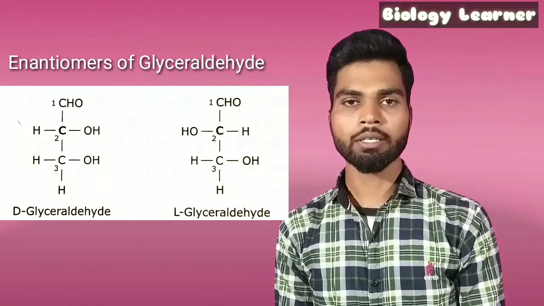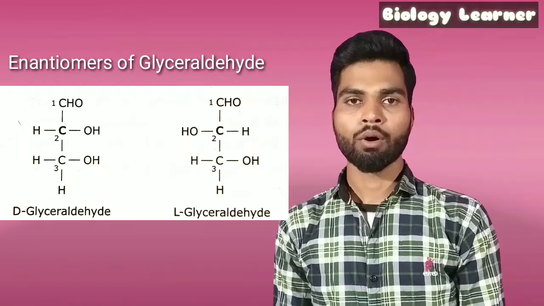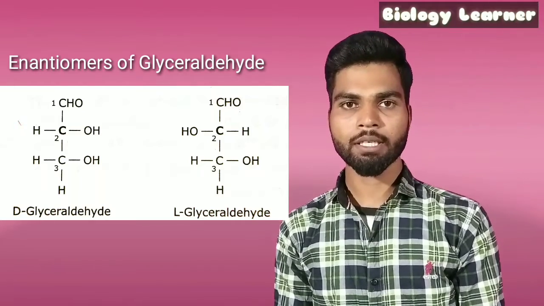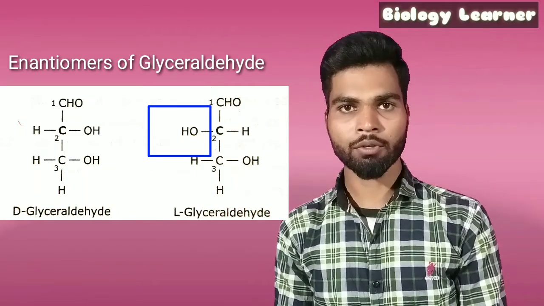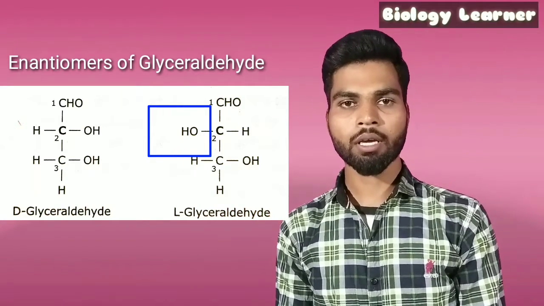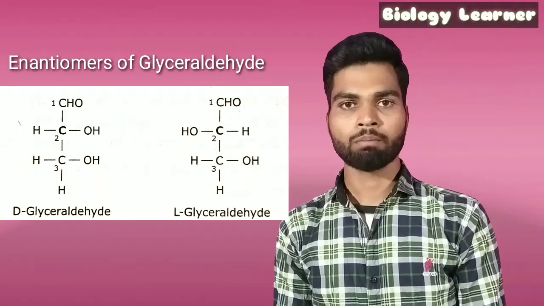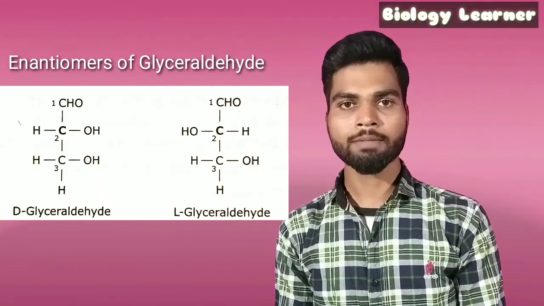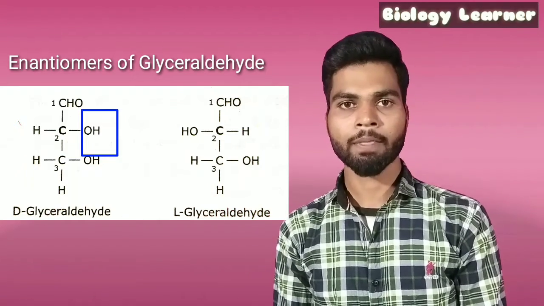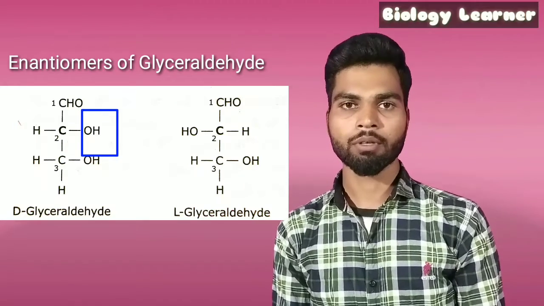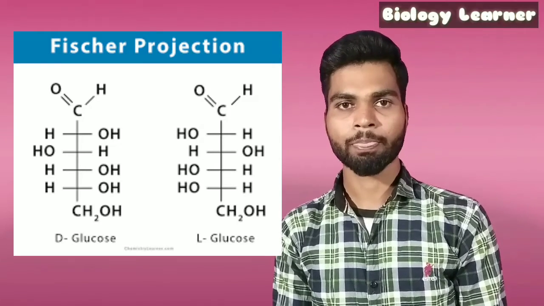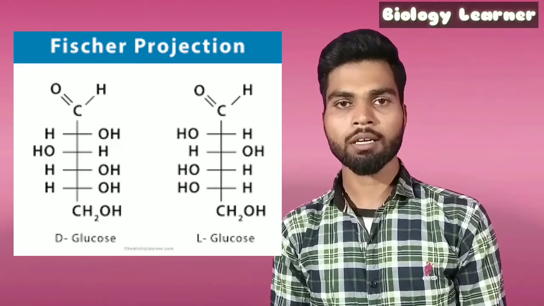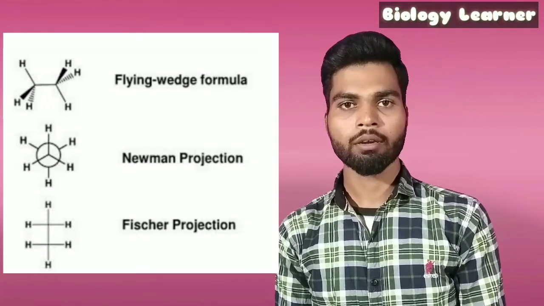So what is L and D configuration? When the hydroxyl group is present on the left side in a Fischer projection of the molecule, then it is called L configuration. But when the hydroxyl group is present on the right side, then it is called D configuration. Fischer projection is a method of representation of a molecule. Other such methods are flying wedge projection, Newman projection.